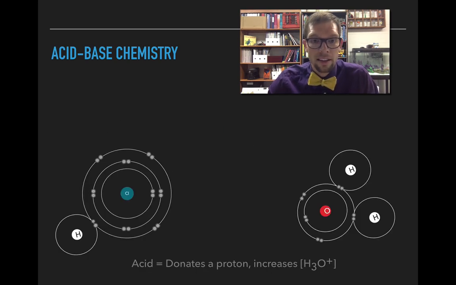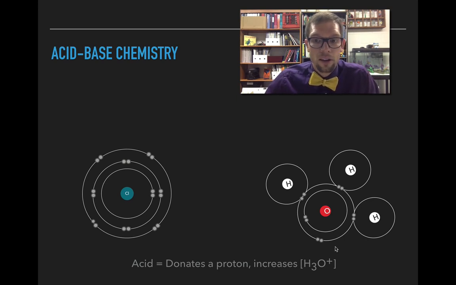So an acid is going to be something that donates a proton. So here we have HCl. This constitutes your stomach acid. It's going to actually donate a proton to the water. So now you have an increased concentration of hydronium ions.